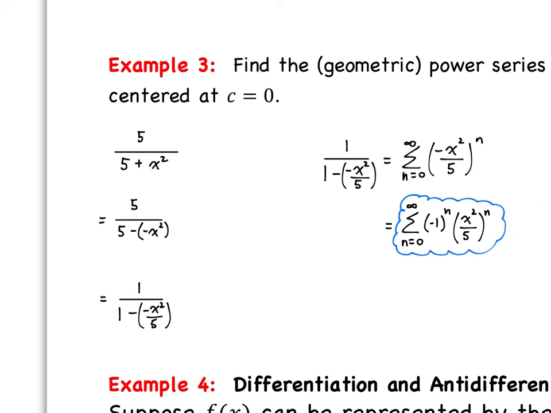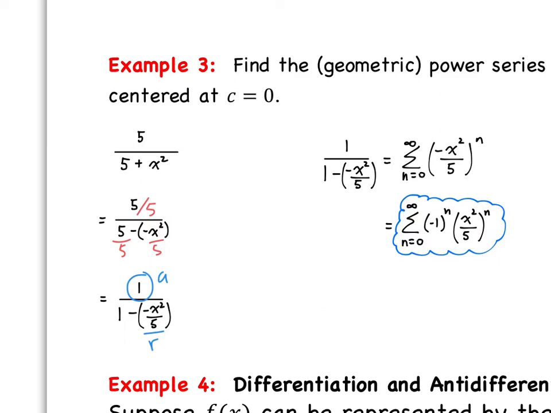All right, so were you able to rewrite this in terms of a geometric function? I rewrote it as 5 over 5 minus negative x squared, and then we need this to be 1, so you should have divided that by 5 and everything else by 5. Okay, so you should have gotten our a value to be 1 and our r value to be negative x squared over 5. And that's okay that it's an x squared, no big deal.